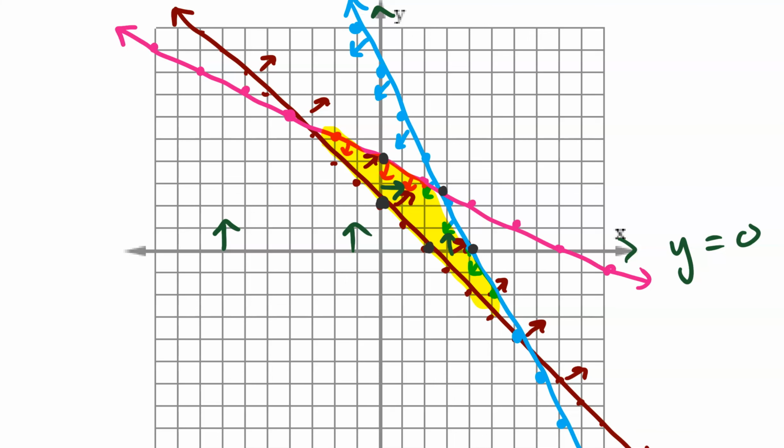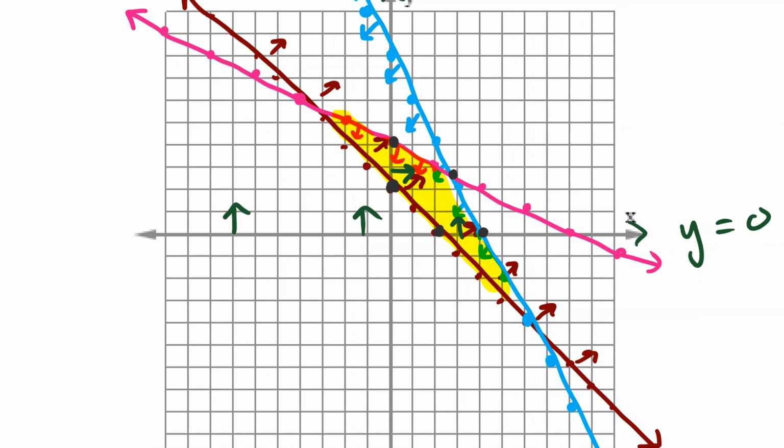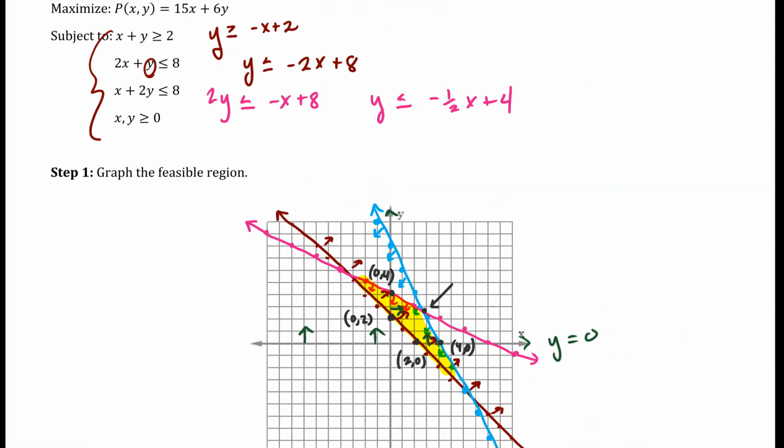And now let's go ahead and label those corners. So we have 2, 0. We have 0, 2. We have 0, 4. We have 4, 0. And then this is this oddball right here. So you see that it doesn't cross exactly at a nice number. So it's where that blue and the pink one are crossing.